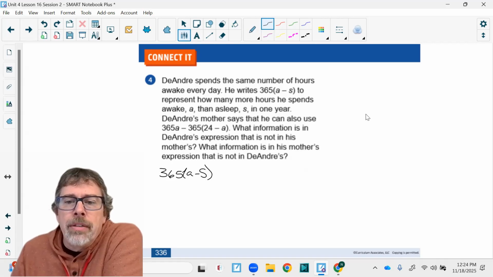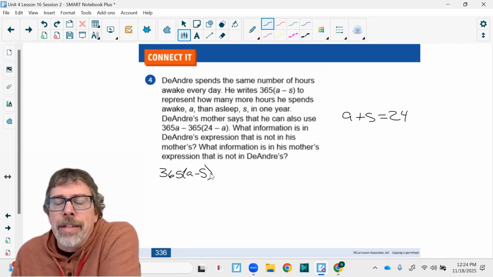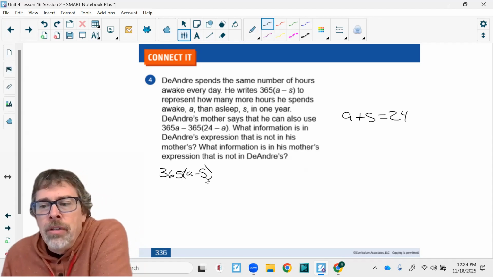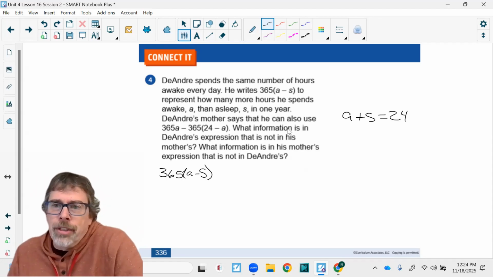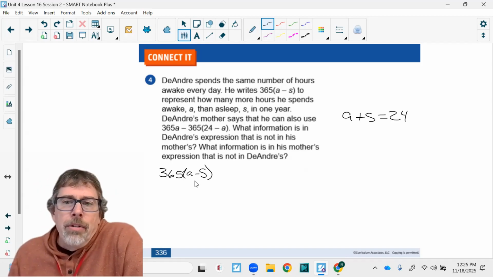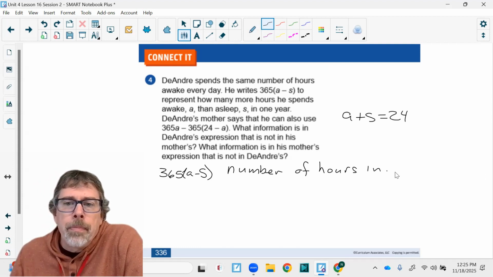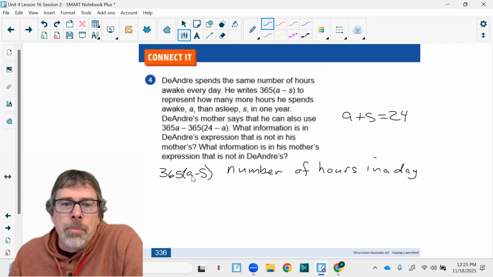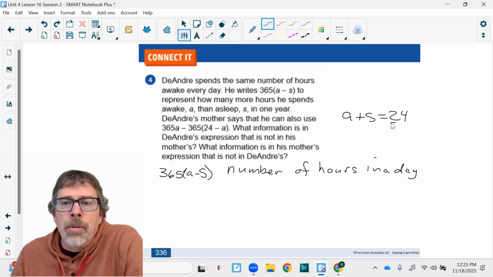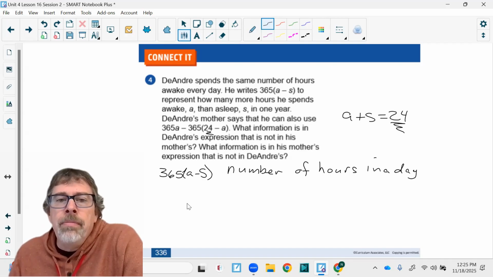Well, A plus S has to equal 24. That's how many hours are in a day, so your entire time is taken up. Either you're awake or you're asleep. So what's not in this is the number of hours in a day. It just simply says awake minus sleep, A minus S. It does not say anything about 24 hours in a day, where the other one does.